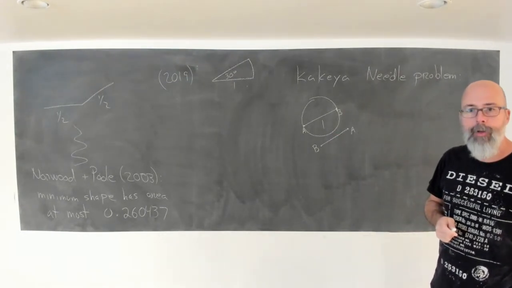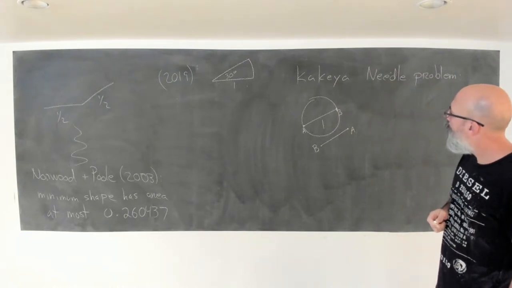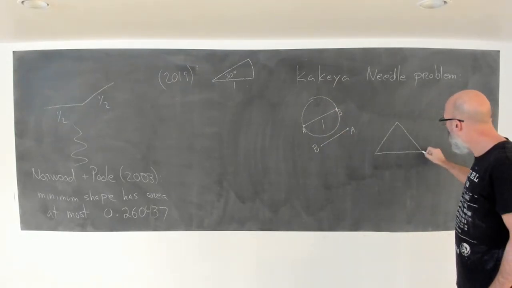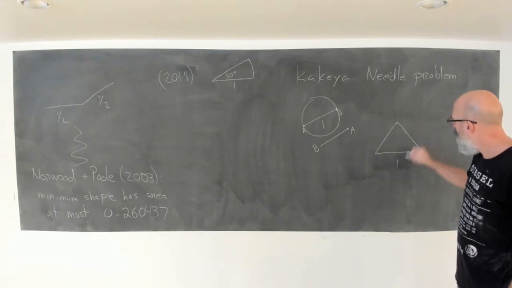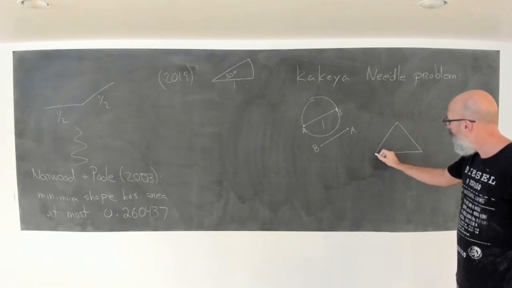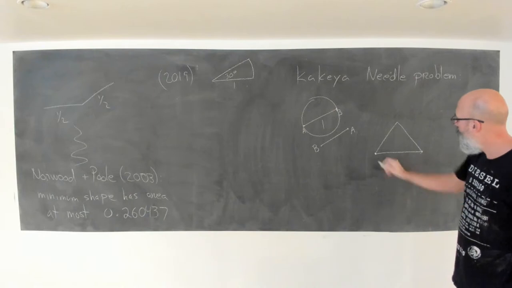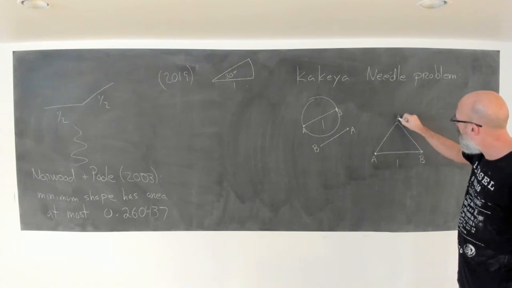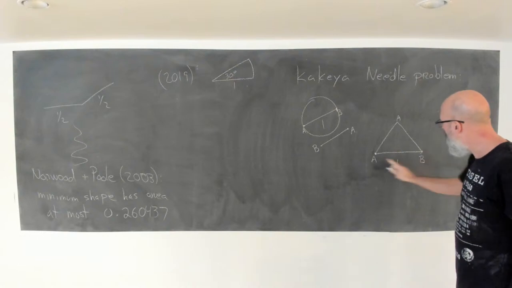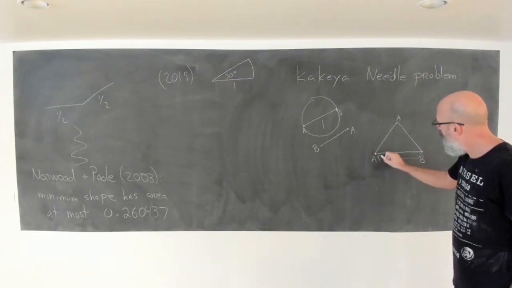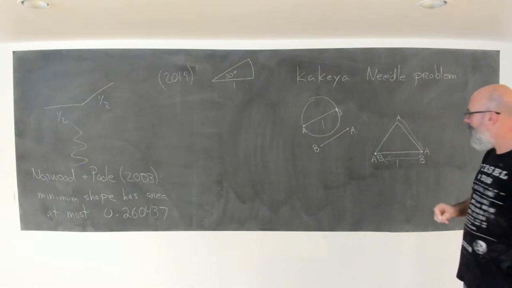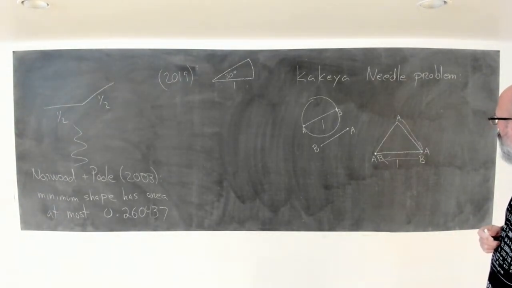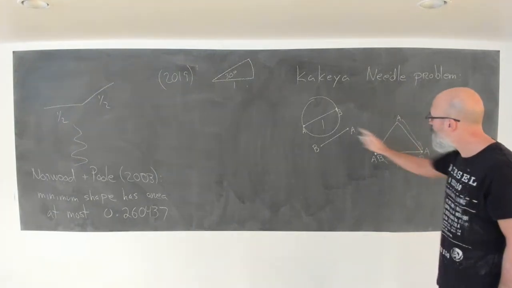Is there a shape that is less? Is there a shape whose area is less? If you have an equilateral triangle of length 1, right? So suppose your needle rests here. You can move it to there, move the A to there, and then move the B to there, and then move the A back down. So now you would have rotated your needle, and this area is smaller than that area.